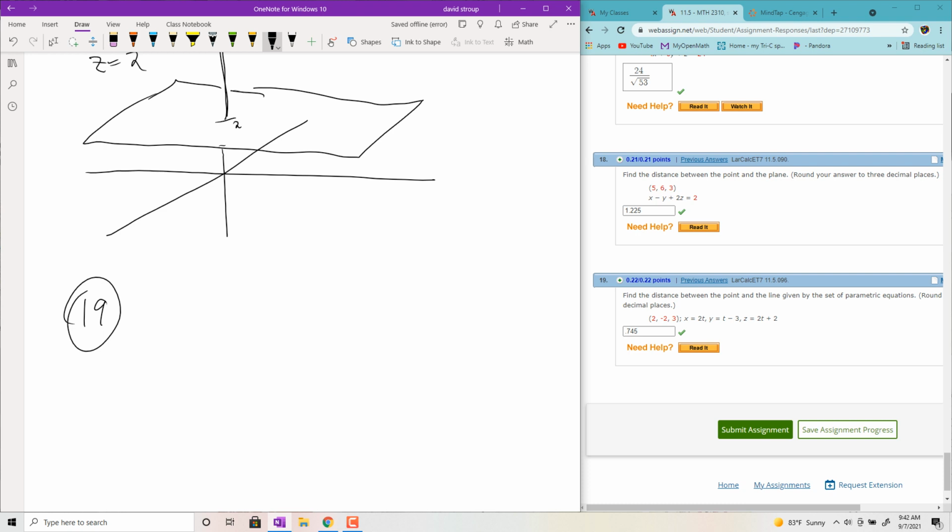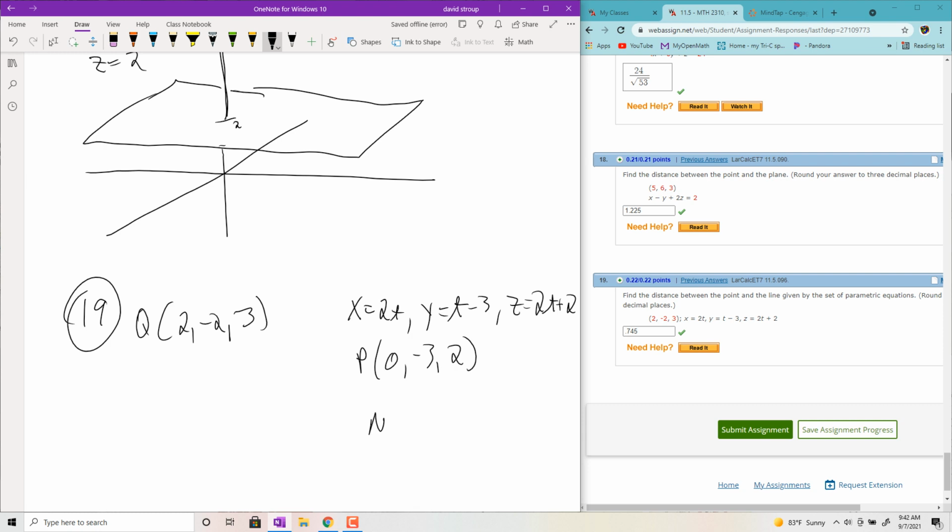Okie dokie. So find the distance, because I kind of butchered that example. They're giving us 2, -2, 3, so that would be like our Q point. And then our equation of the line is x equals t, y equals t minus 3, z equals 2t plus 2. So let's get a point P on this line. Let t equal 0, so you get 0, negative 3, 2. I need my directional vector, which I'll call u. That's just going to be 2, 1, 2, and then get PQ.